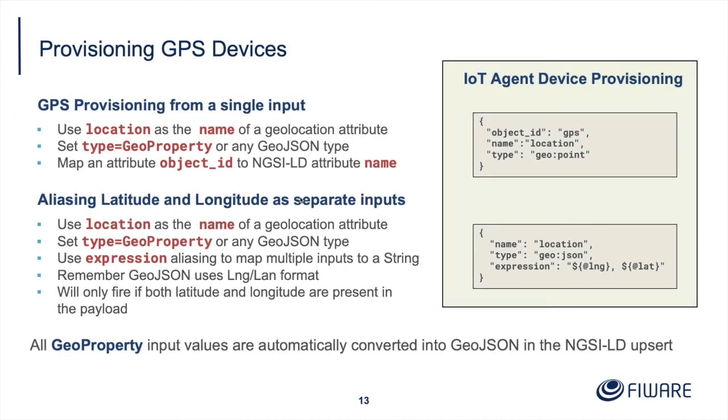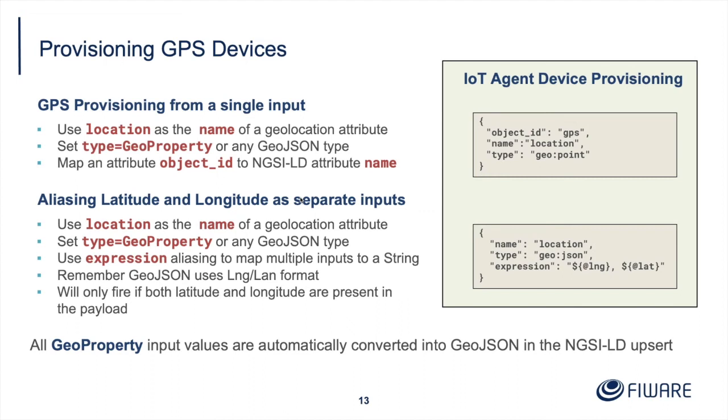So for provisioning of GPS devices, obviously you'd use location as the name of your attribute, because that is the default GeoProperty within NGSI v2 and NGSI-LD. And you can set the type to GeoProperty or any GeoJSON type. As you can see, within this provisioning, I'm doing either GeoPoint or GeoJSON. These are both possible.